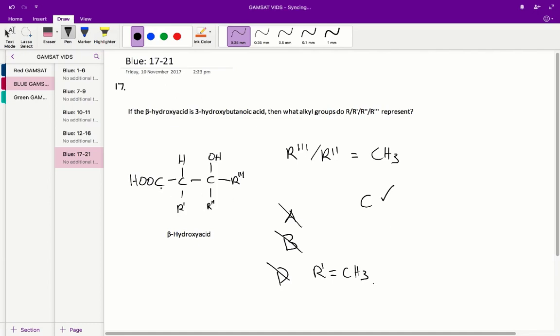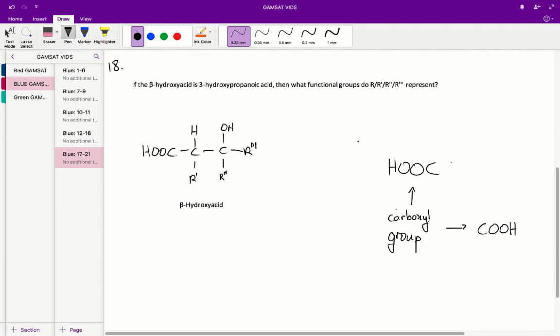So we've got this 4-carbon backbone involving R double dash and the 3 original carbons, and the R triple dash and the R single dash are appropriately just hydrogen groups. So that would give us the formula of 3-hydroxybutanoic acid for our beta hydroxy acid if C was correct.